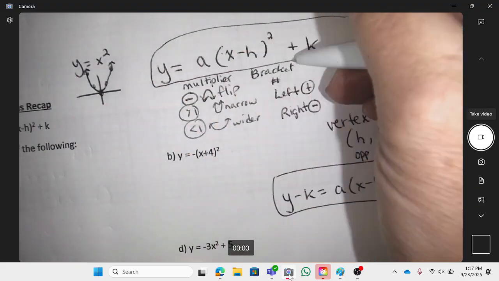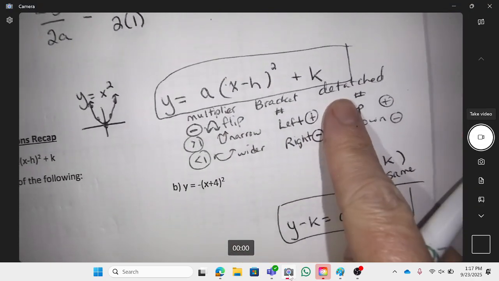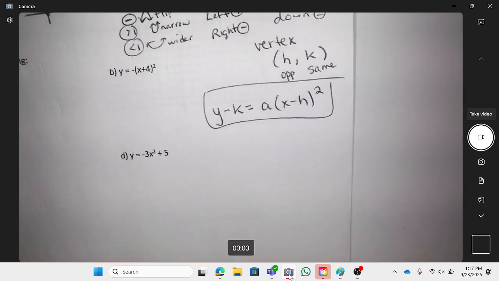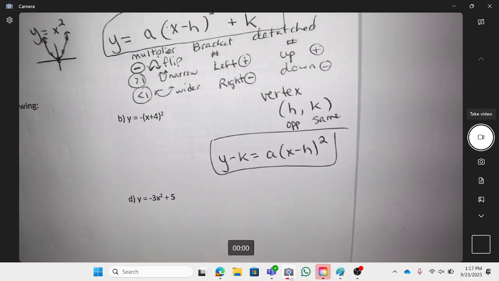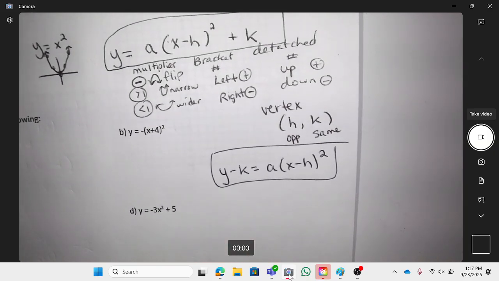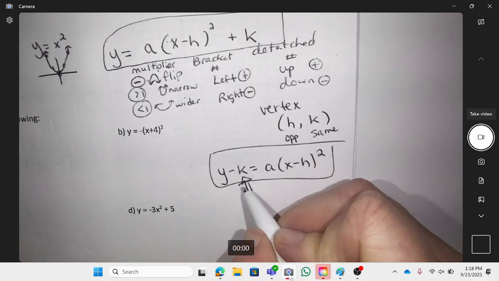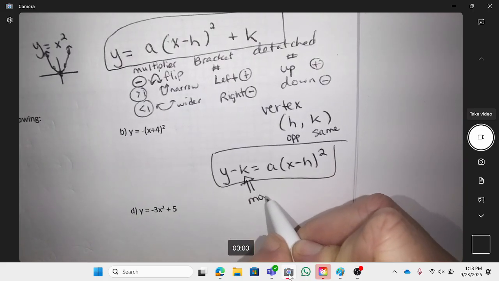Okay, so this is on your formula sheet. This is on your formula sheet. Okay, tell me what's different about those two equations. They're both on your formula sheet, and? The detached number moved here.